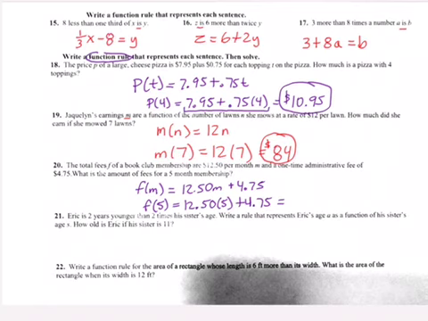So we've got $12.50 times 5 plus $4.75. And so you get that the membership costs $67.25.